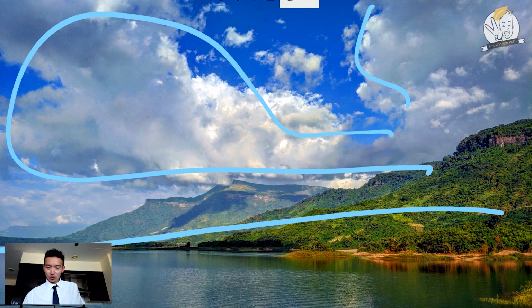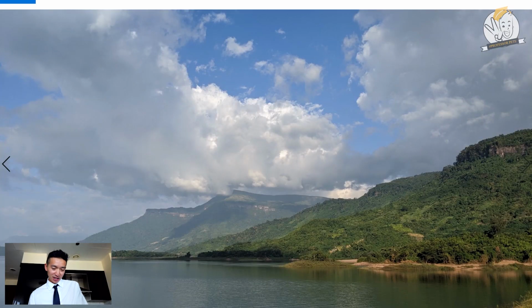Now, if we look at the original image, this is what the original image looks like. So it's quite a big contrast between the two images side to side. And you can see that I pushed the saturation quite heavy.